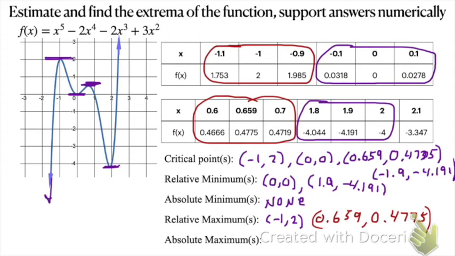Looking at absolute maximums, and again, we do not have an absolute maximum because we have the arrow here, and we have things that are higher than 0.47, actually higher than 2. So there is no absolute max.